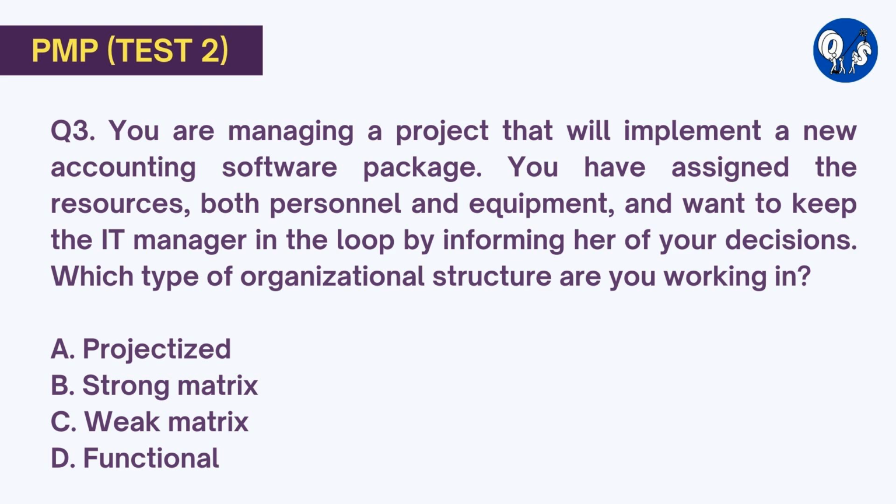Option B is correct. In a strong matrix, the project manager has the preeminent position of authority. Because the functional manager does still have authority, a good project manager will keep the functional manager in the loop as much as possible. Option A is incorrect because projectized organizations do not have functional managers. Options C and D are incorrect because in a weak matrix or a functional organization, the project manager does not have greater authority than the functional manager. The project manager would have to defer to the functional manager, not just keep her in the loop.